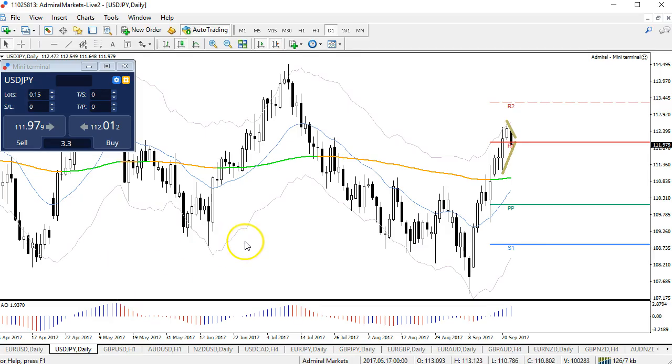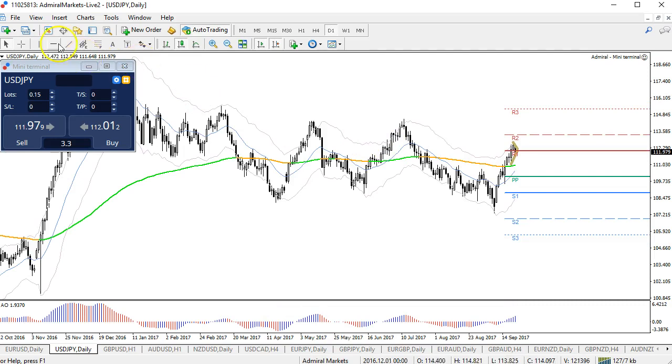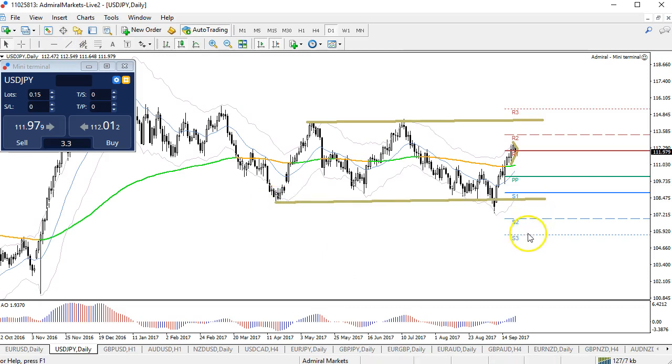Okay, now I want to take a look at the dollar yen. This is the daily chart, and basically pretty rangy, as you can see. Price not really knowing what it wants to do. It's just going sideways here. We got resistance, of course, here. We have support more or less here.